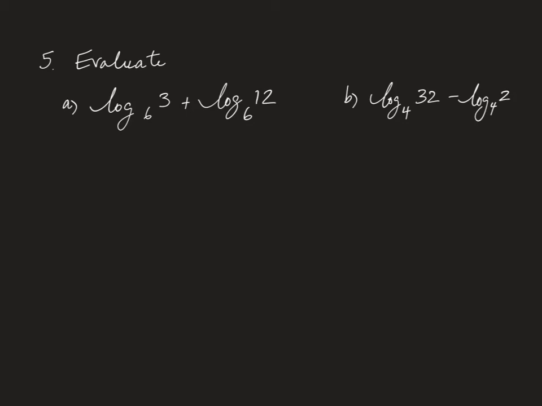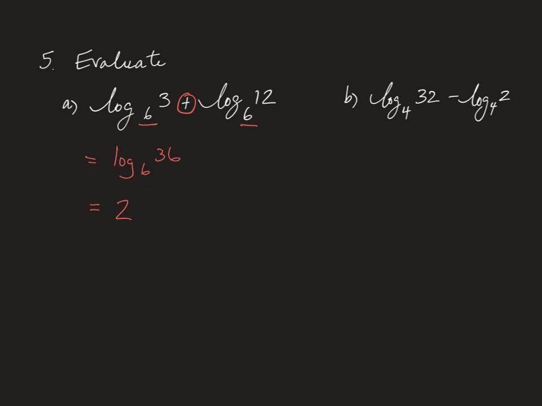The first thing I want you to notice is that you cannot evaluate each of those logs. 6 to what exponent gives me 3? I don't know. That's not something nice and neat. 6 to what exponent gives me 12? Same answer. However, we do notice that what we have is the addition of logs of the same base, and if I'm adding 2 logs of the same base, then I know that I can write that as multiplication on the inside. Now, since my instruction says evaluate, I can take log 36 from base 6 and evaluate that to 2.